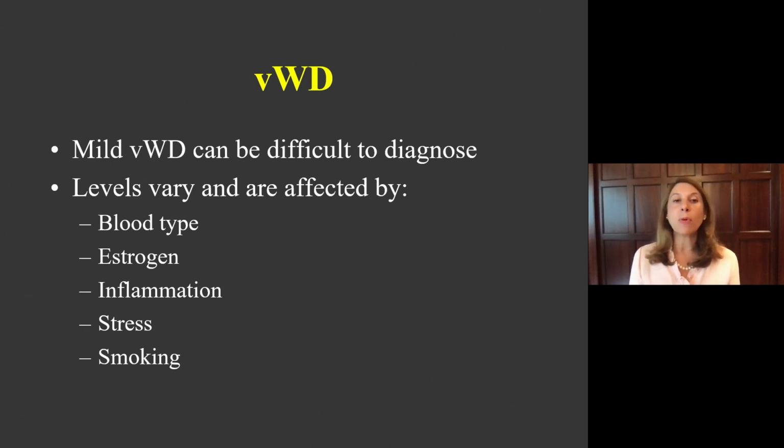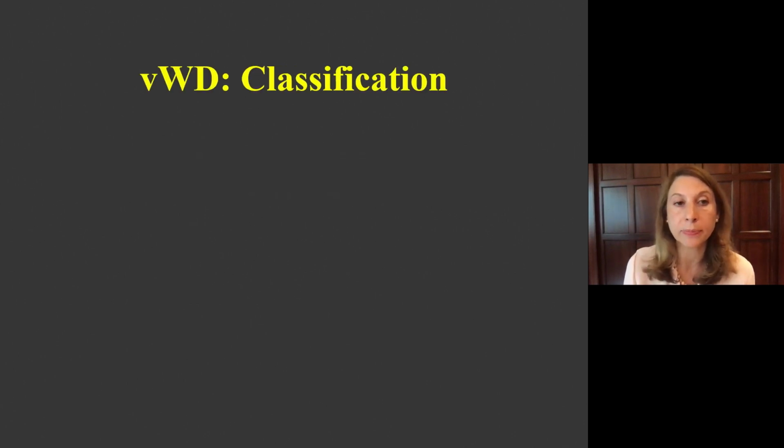So mild types of von Willebrand disease can be very difficult to diagnose because it can be affected by many things. Patients with type O blood actually have a 25% lower level of von Willebrand factor at baseline. Estrogen, inflammation, stress, all of these factors can actually increase von Willebrand factor, and smoking can also increase the von Willebrand factor levels.